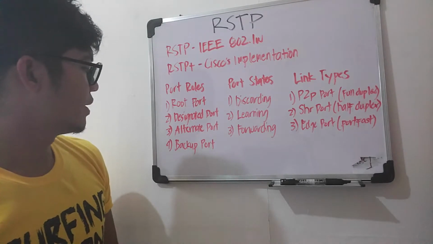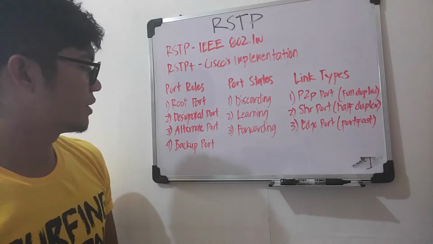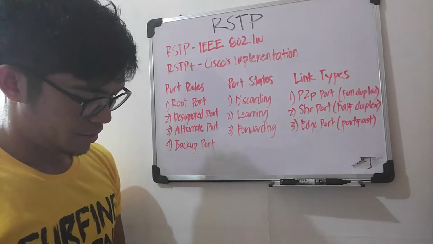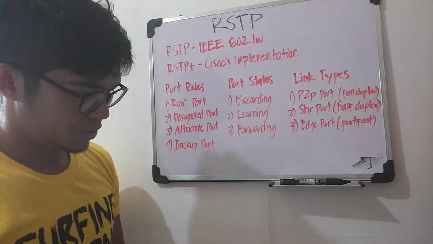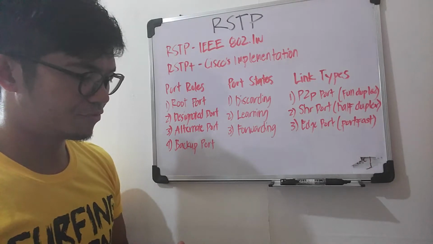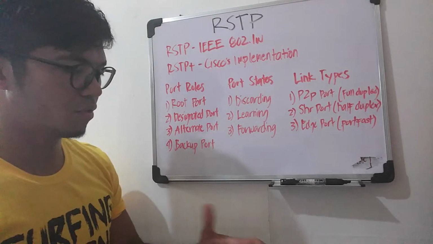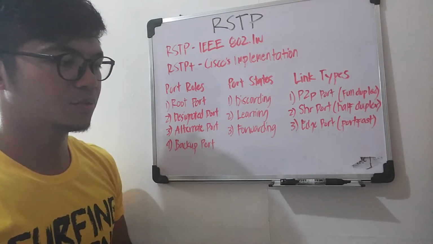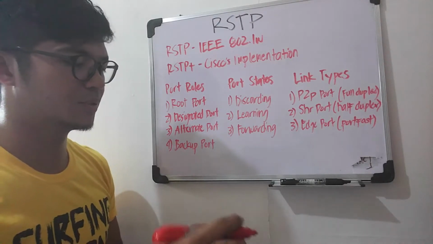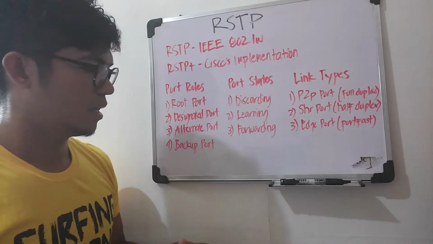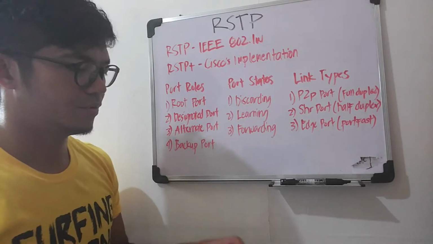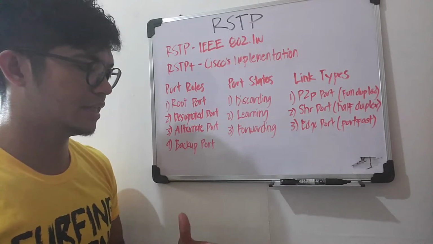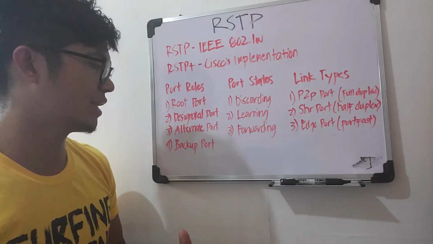And number four is the backup port. This is usually seen if you have two redundant links going to a shared media. For example, if you have a switch with two links connected to a hub, so you have redundant links. One of those links is the designated port, and one is the backup port.